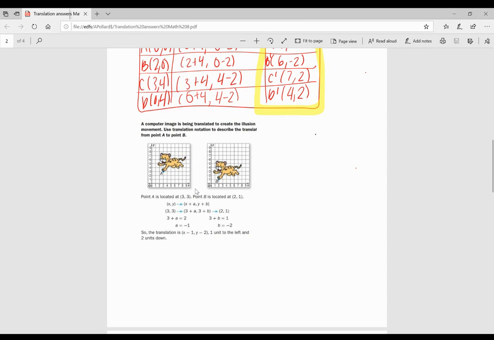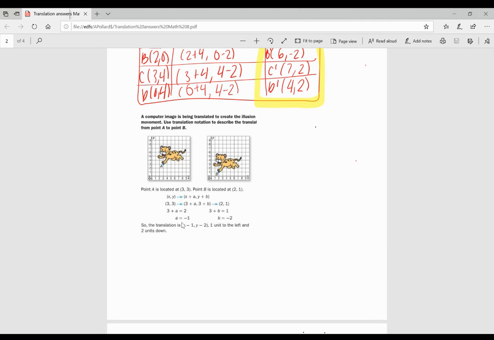So now we're going to find the rule. So it's basically we're working backwards. Instead of me giving you the rule and you finding the translated point, I'm going to give you the point and the translated point, and you're going to have to tell me what rule they used to get that. So if we look at this example, we don't even have to look at the pictures as much because sometimes the pictures confuse us.